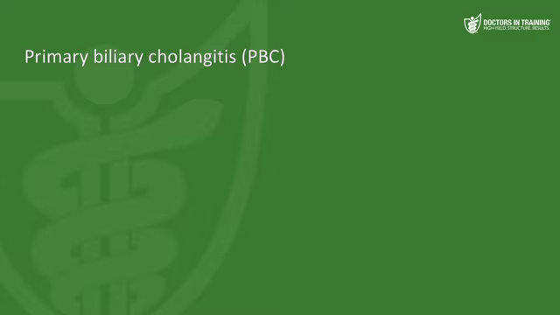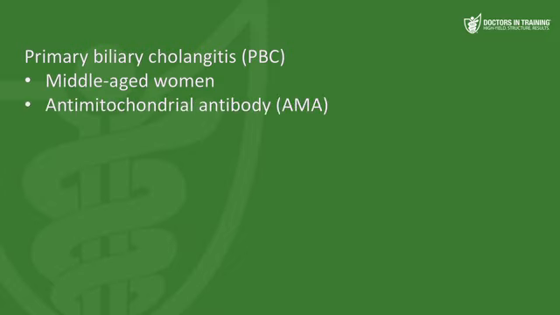The demographics of PBC are quite different from PSC. 90% of patients are middle-aged women. Another distinguishing feature is that 95% of these individuals with primary biliary cholangitis are positive for anti-mitochondrial antibody, or AMA. It's important for your test to remember antibodies associated with these two important liver conditions. Anti-mitochondrial antibody for primary biliary cholangitis and anti-neutrophilic cytoplasmic antibody, or P-ANCA, for primary sclerosing cholangitis.